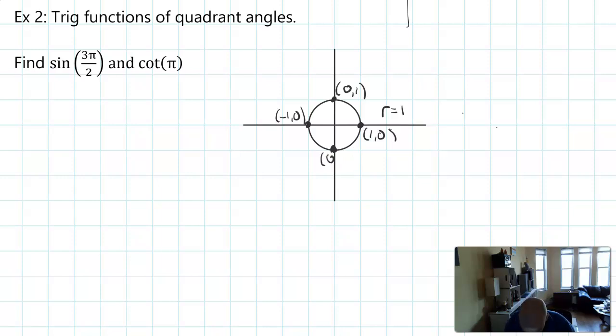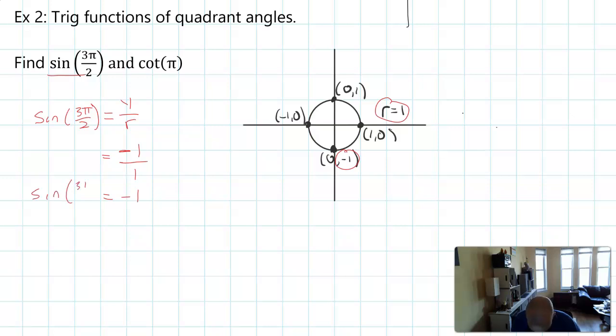Why do I need that? Well, because as I'm going around my quadrant angles, I'm going to need to use those values. So sine, just to do part A, sine of 3 pi over 2. Sine is y over r. Well, the y is negative 1, and the r is 1. So this is negative 1 over 1, which is negative 1. So we'll write that sine of 3 pi over 2 is negative 1.